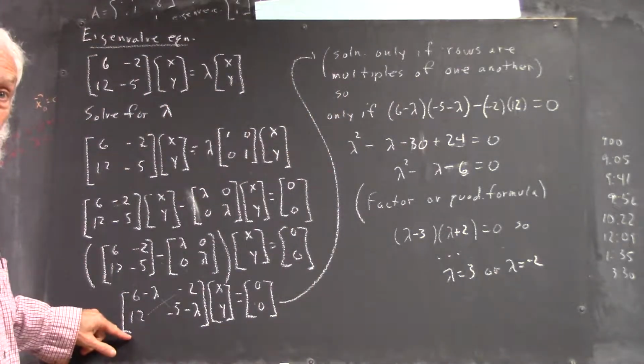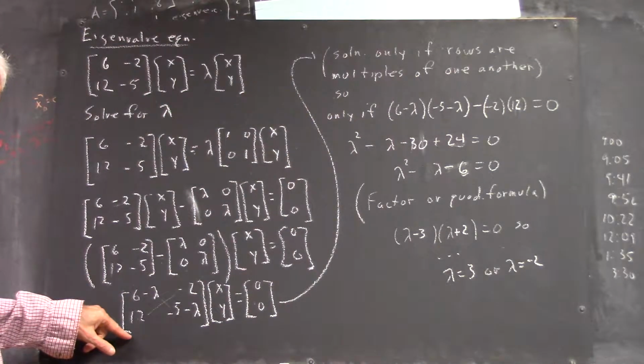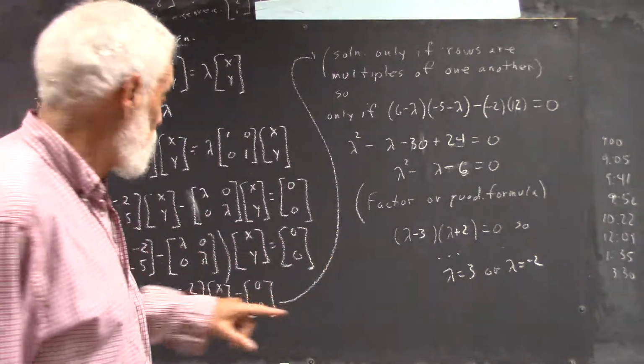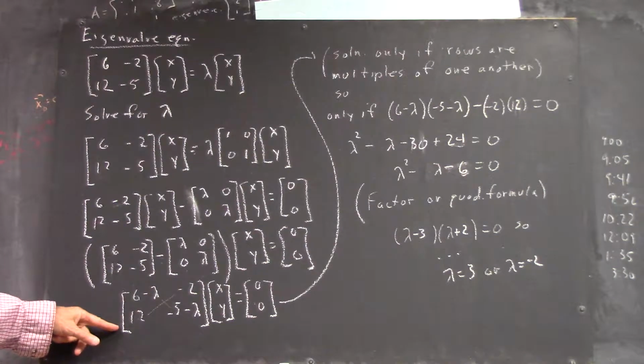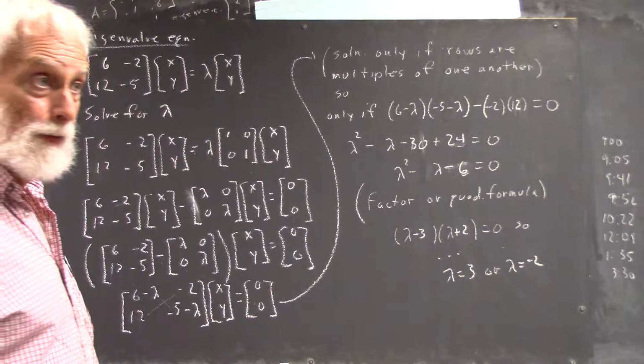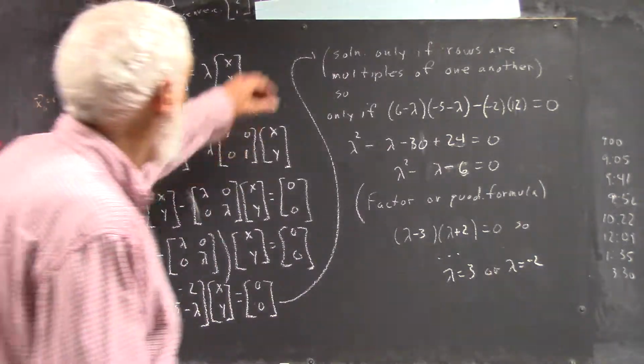Okay, now that we've got this, this row and this row become multiples of each other, okay? For either lambda equals 3 or lambda equals -2, these two rows give you the same thing. Now they're multiples, they don't necessarily give you the same equation, okay?